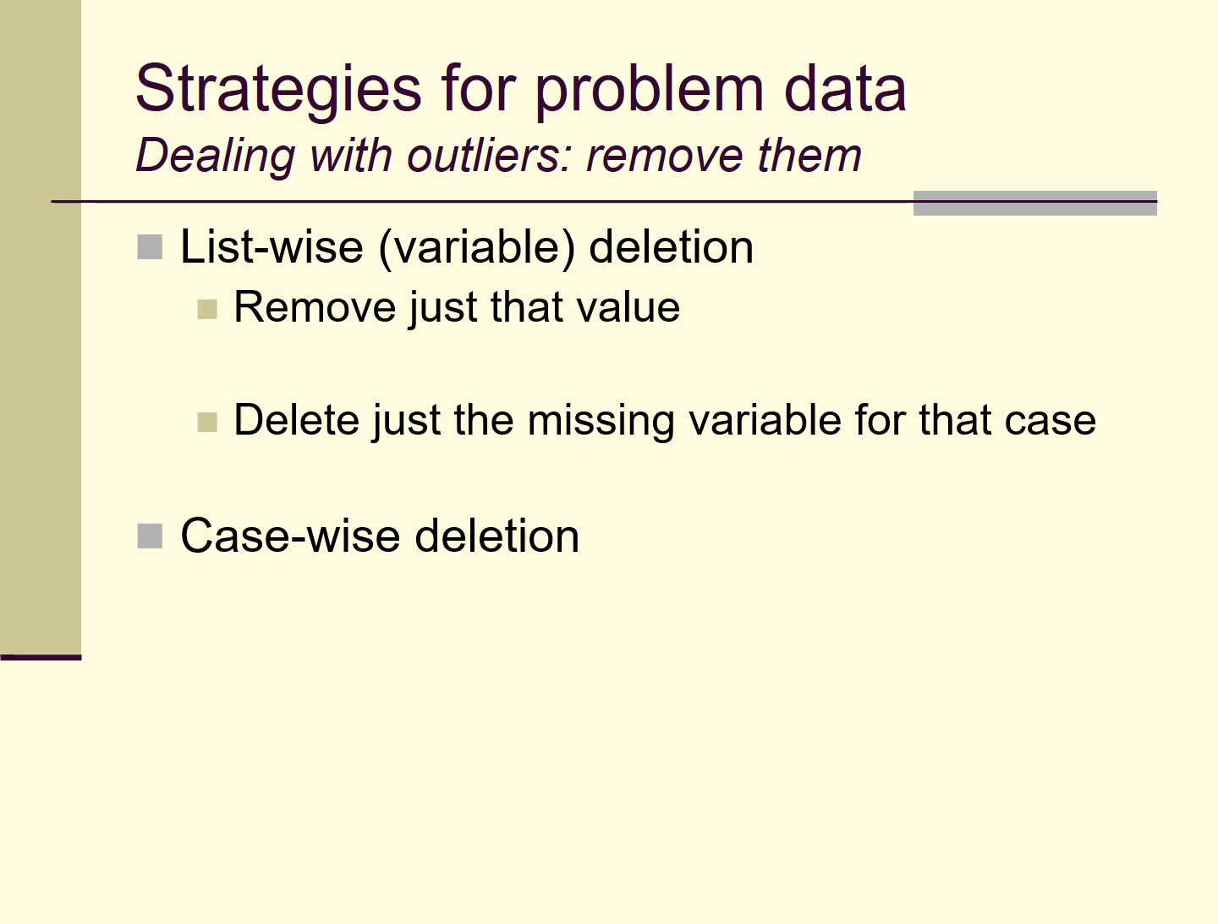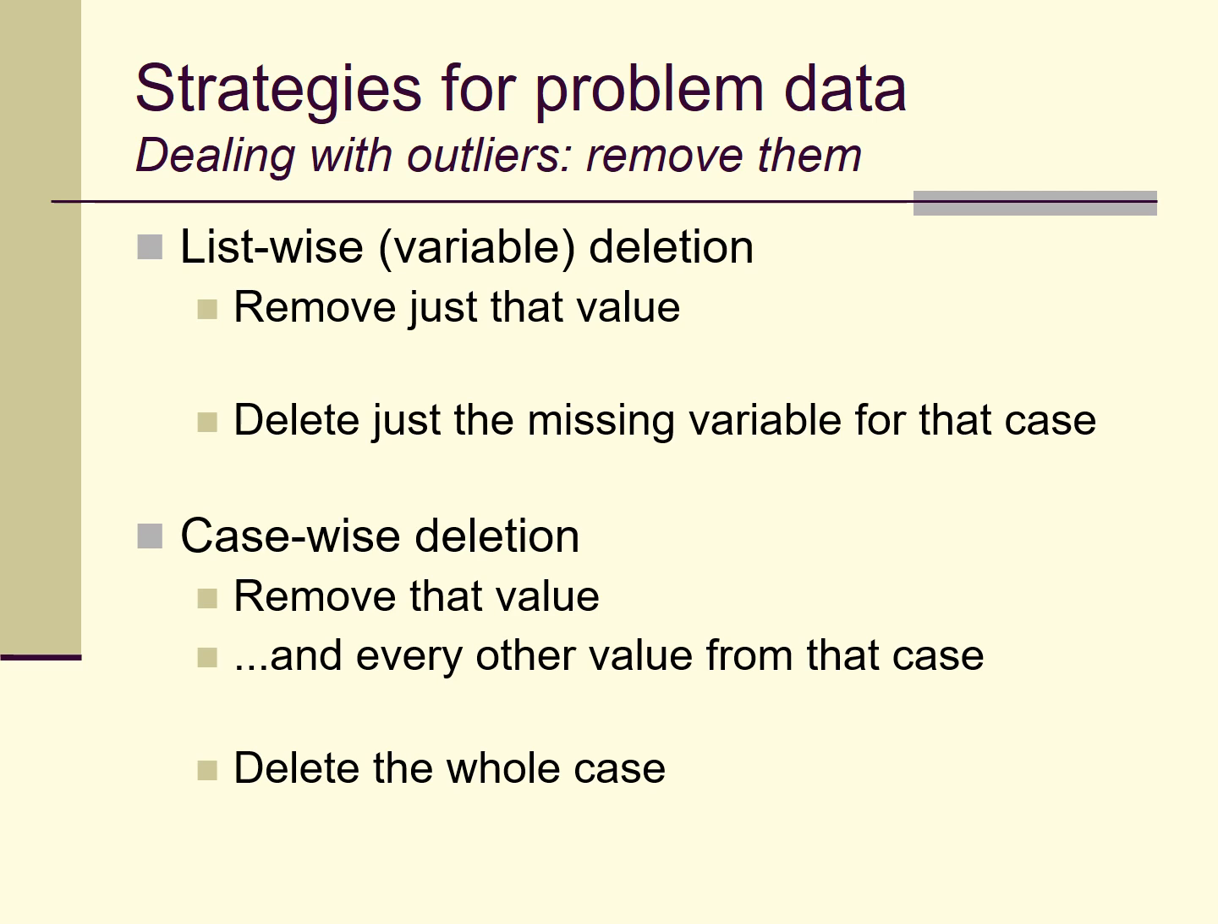Another option is case-wise deletion, where we remove that value and all other values for that case. Essentially, we delete the whole case. Person number 9 is missing one value for one of the variables that we measure, but we get rid of him or her entirely. Doing so is pretty extreme. It's sort of a Procrustean maneuver, but it ensures that we end up with a complete data set where every case, every participant in our data set, has complete data for all the variables we measure. So, listwise deletion and case-wise deletion.